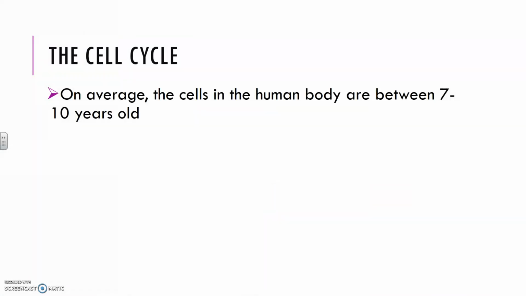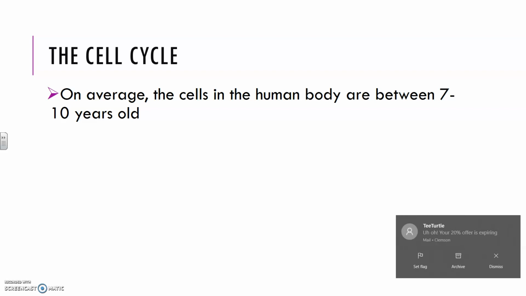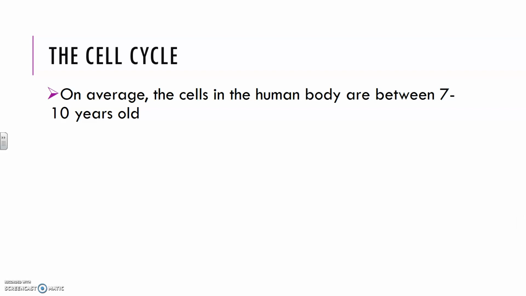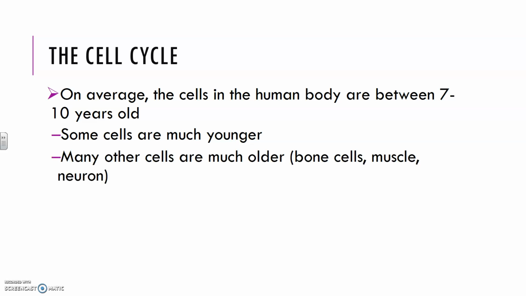So on average, the cells in the human body are between 7 and 10 years old. There is one of those weird little sayings that you're a completely new person every 10 to 20 years. Okay, it means that every cell in your body has been replicated. It's a new cell every 10 to 20 years. Okay, so it's a weird thing, but some cells are much younger, obviously, because some of them get replicated every 4 to 5 days. Many other cells are much older.